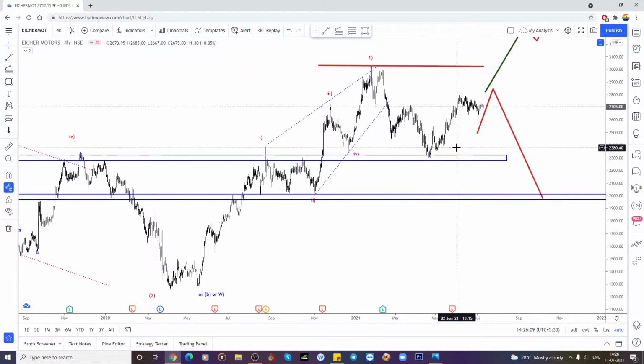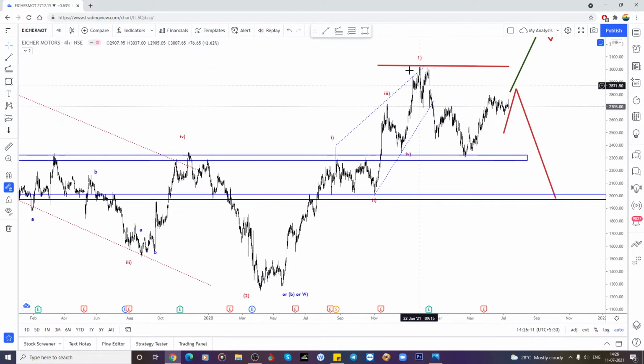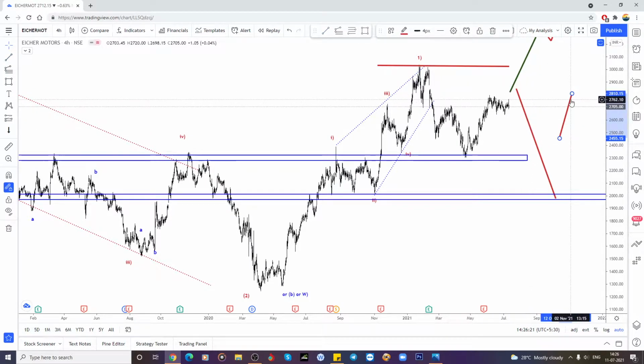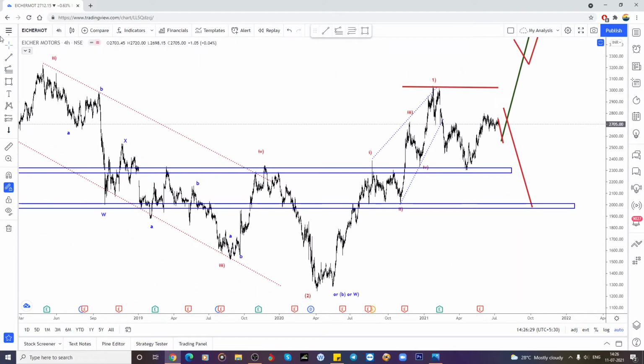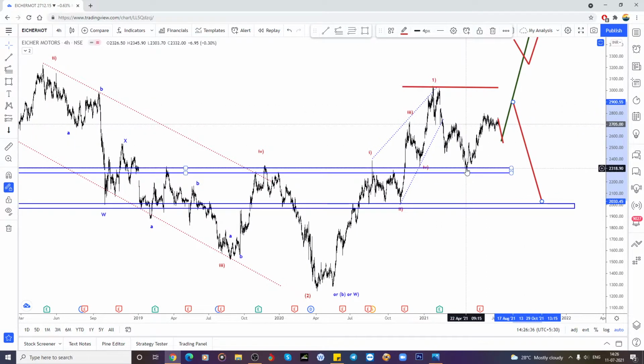Same plan, no change. So 3-wave structure, the wave 1 is completed, we are in the wave 2. So whether this is the end of the wave 2 or it is going to make one more down from here, it could make one more down, and this could be possible for that bigger 3rd wave, or from here it could again be A.